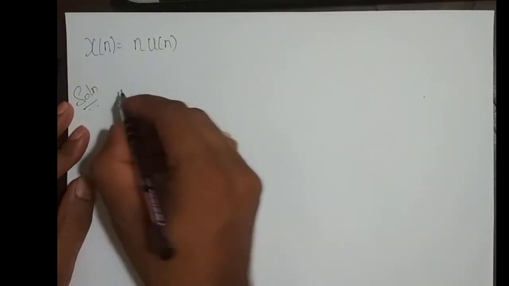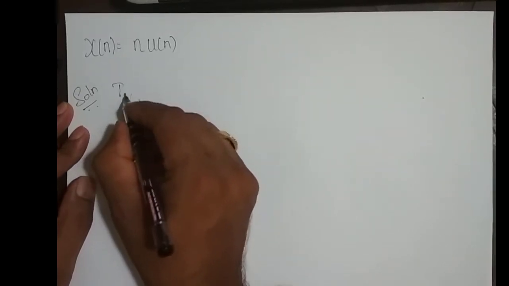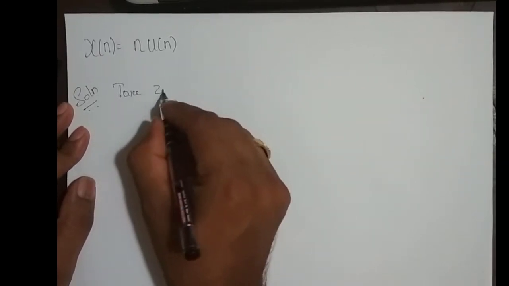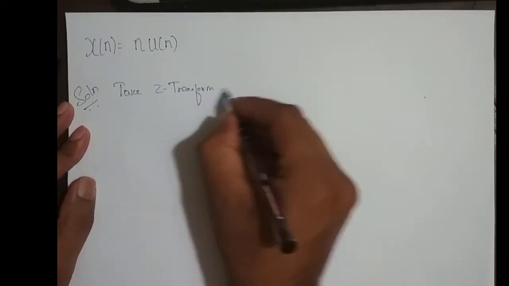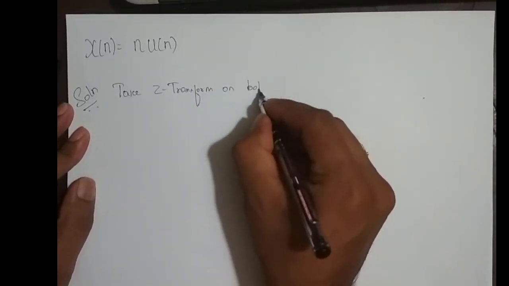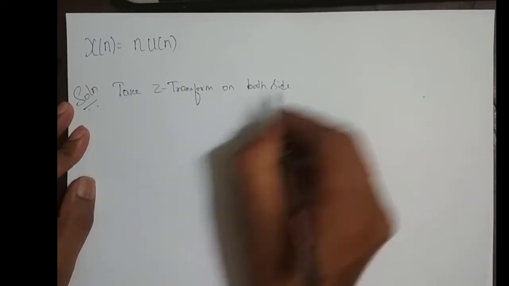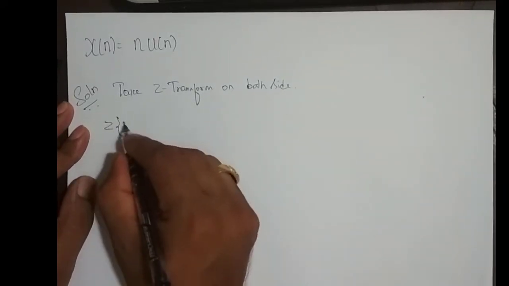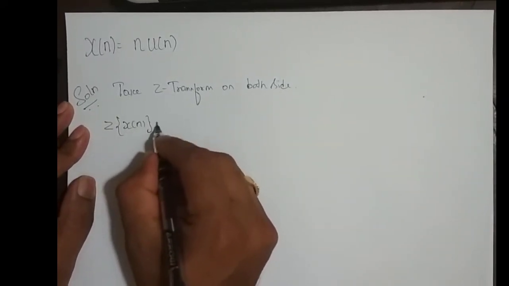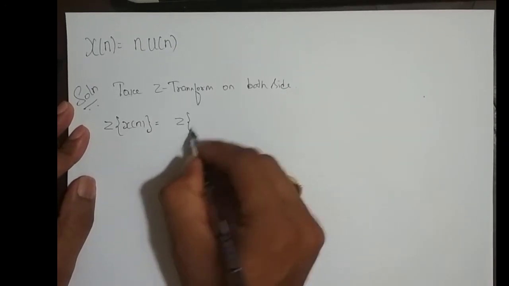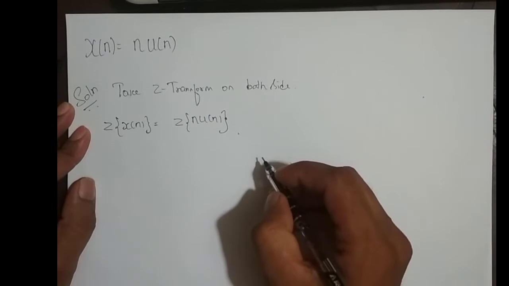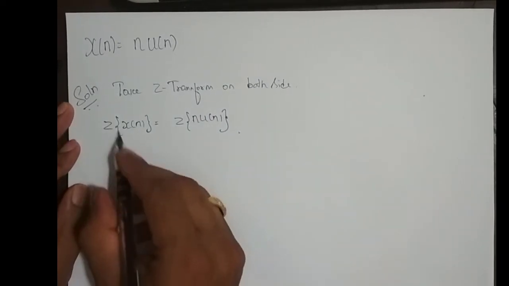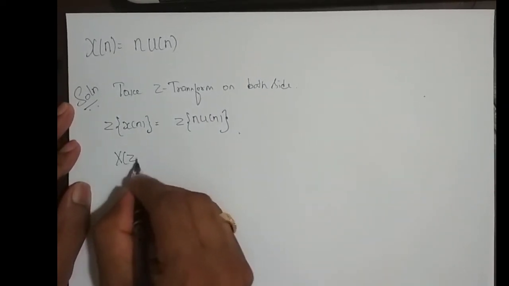We can directly take Z transform on both sides. So what do we have? Z transform of x of n is equal to Z transform of n times u of n. Okay. So what is the transform of x of n? It is X of z, right?